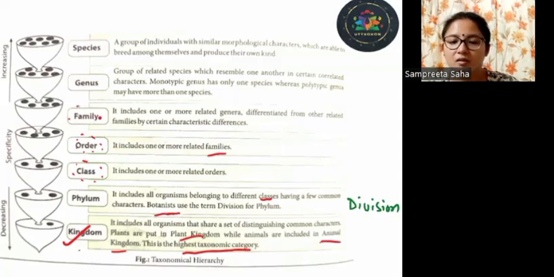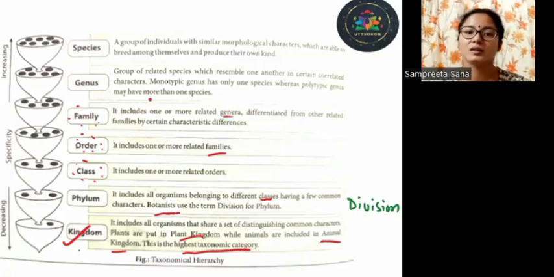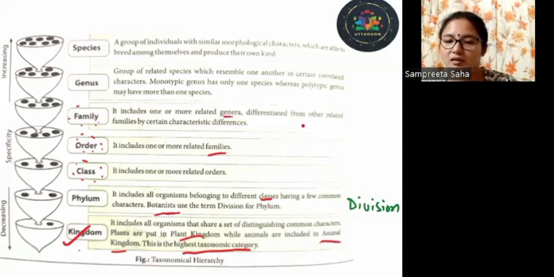All right. And what is family? It includes one or more related genera or genus, which is the next taxonomic level after family. So it includes one or more related genera differentiated from other related families by certain characteristics. So one family can be differentiated from the other on the basis of certain characteristics.